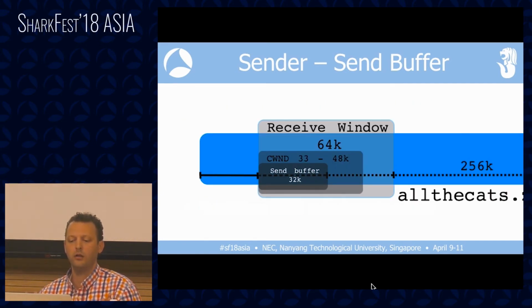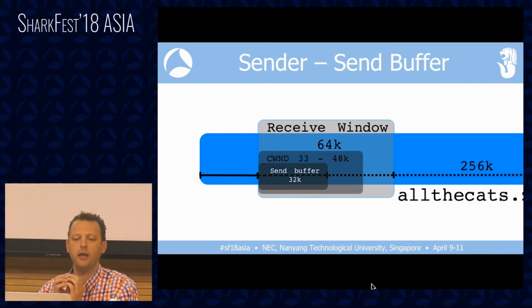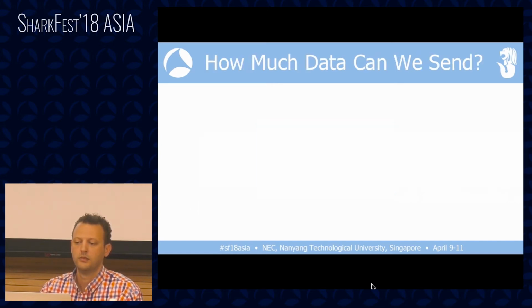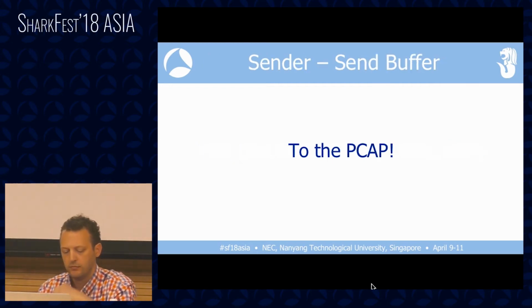So, back to our cat pictures. We have some data sent and acknowledged. Our window's sliding forward. We have a 64K receive window. We currently have a congestion window that is opened up to 48K. But the application that's doing the sending has allocated a 32K send buffer. So, now, how much data can we send in one go per round trip? At this current time, it's going to be the minimum of the send buffer, the congestion window, the receive window, or the BDP. Let's have a look at that.